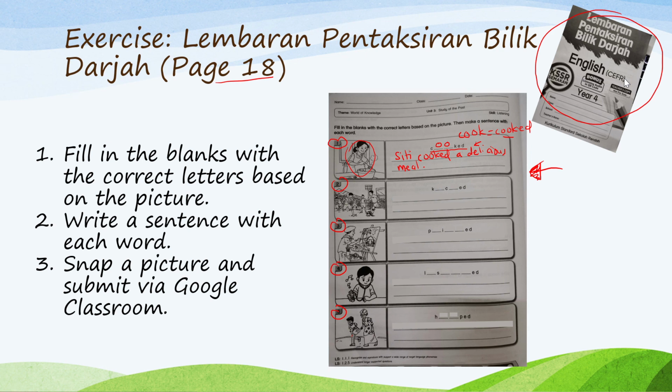Next, number 4. What is this boy doing? The boy listened. Listened. Mendengar. And number 5. The boy and the old lady. So, the word should be, apakah budak ni buat? Menolong or help. So, the word here is helped. Helped.